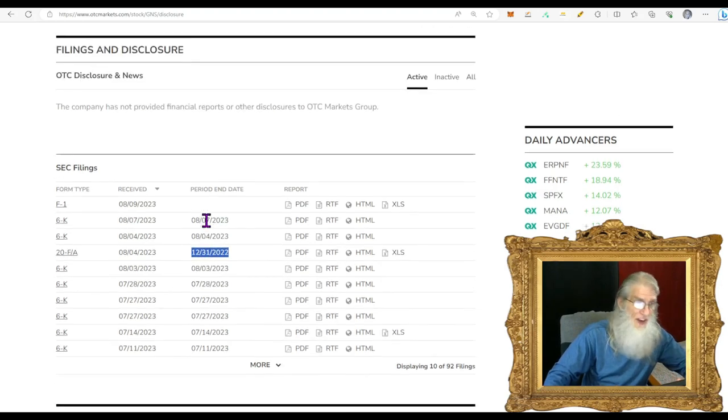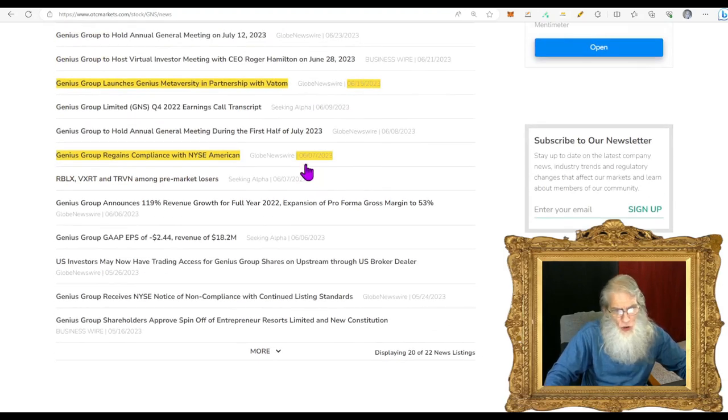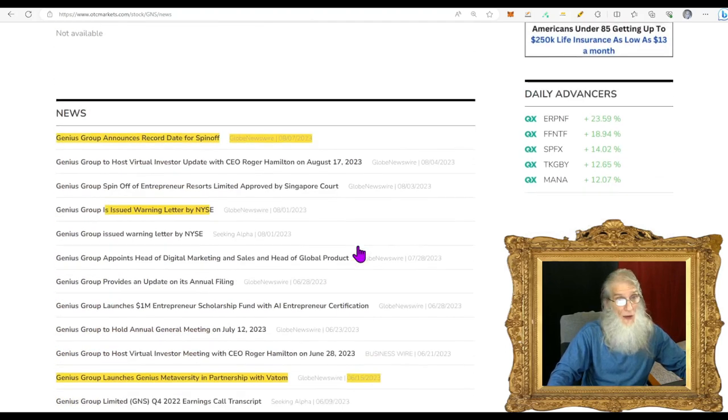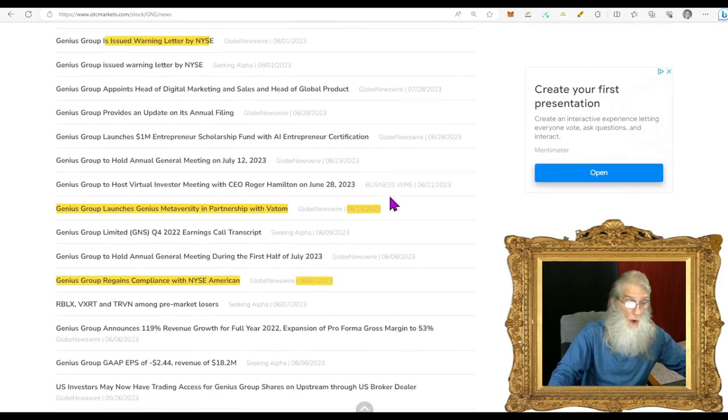All right, that takes care of our filings. Let's take a look at that news. So I have gone back here to the beginning of June. This is when they regained compliance. And now they're back out of it again. But I think they're going to get over a dollar with what's going on right now.